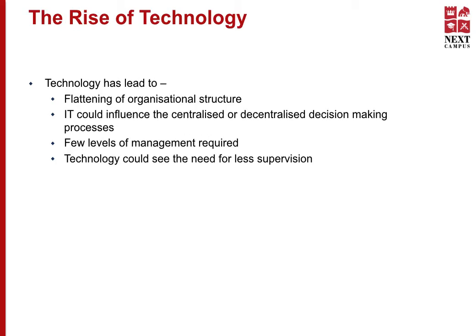The rise of technology. Technology is changing everything, especially with big data, artificial intelligence, and robotics coming into the picture. So, what impact has technology on the organizational structure? Technology has led to flattening of the organizational structure. IT could influence the centralized or decentralized decision making process. Fewer levels of management are required when there is advanced technology, and technology could see the need for less supervision.